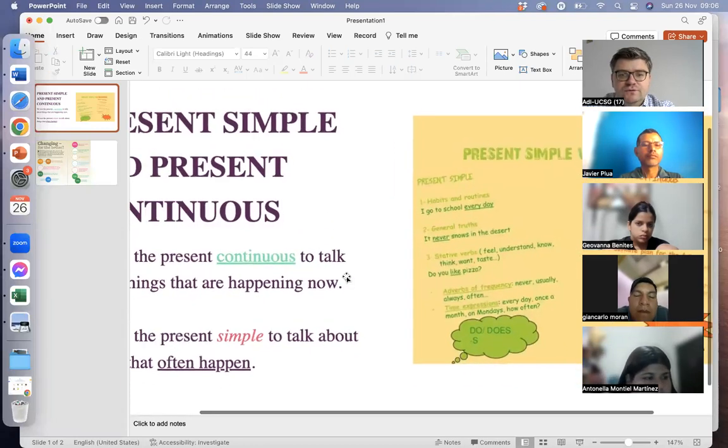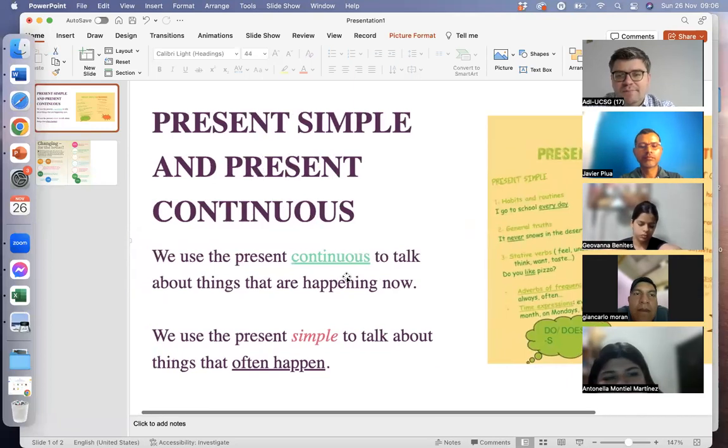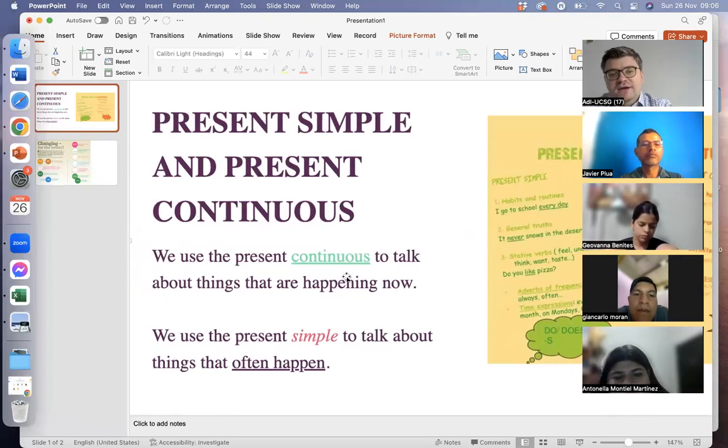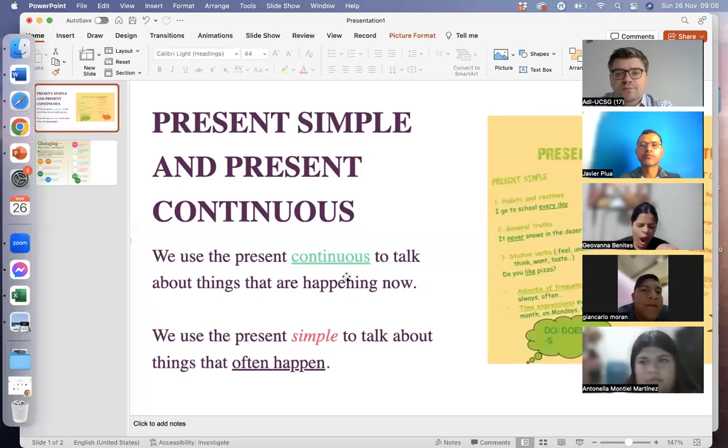But I want to focus a bit more and recap on this. And then I would like us to do a bit more practice activities with these 2 tenses before we move on. So Antonella, could you read please the 2 very basic generic rules here? When do we use continuous and simple tenses? We use the present continuous to talk about things that are happening now. And we use the present simple to talk about things that often happen.